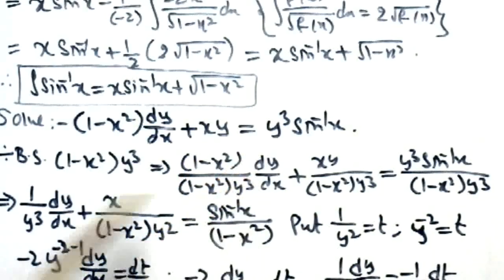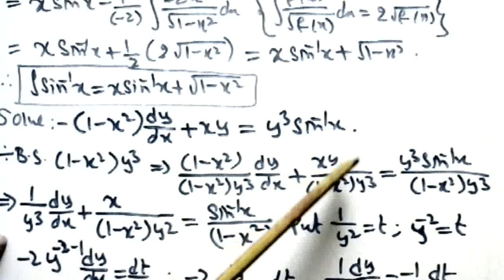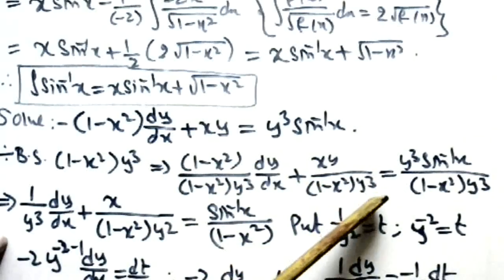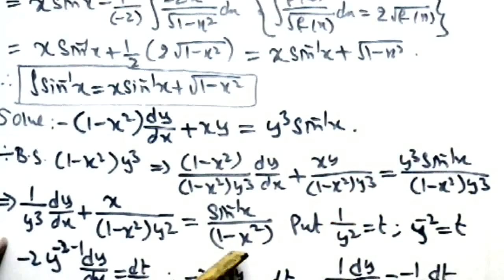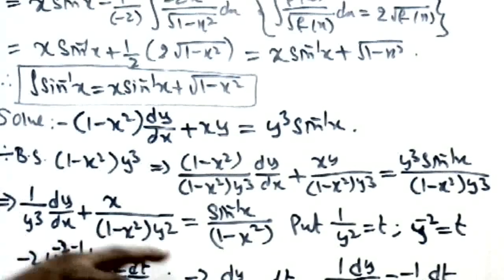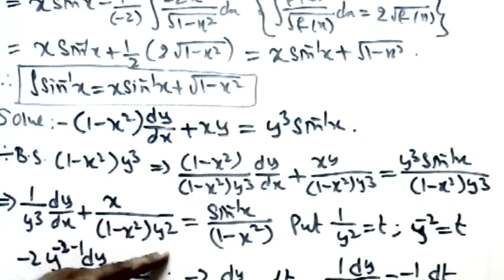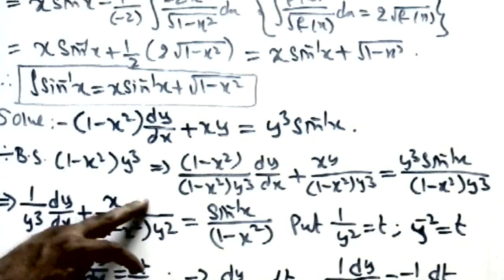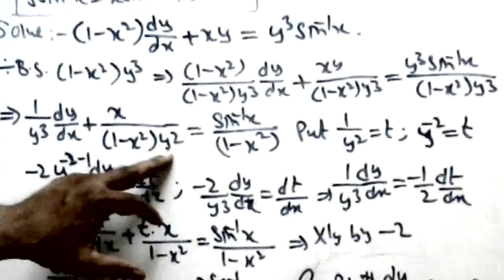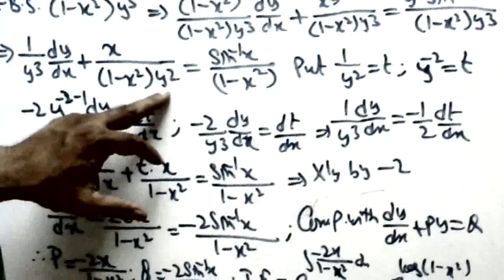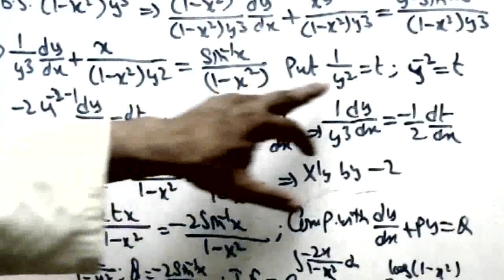Now it gets cancelled with this one. What is left here? 1 by y cube. Now here y and y cube will get cancelled, and you are left with y square. Here y cube will get cancelled, and you are left with sine inverse x by 1 minus x squared. Now compare this. What is the method here? Whatever we are having in y here, we have to suppose t. We are having 1 by y squared, so in Bernoulli's method, we suppose this value as t.